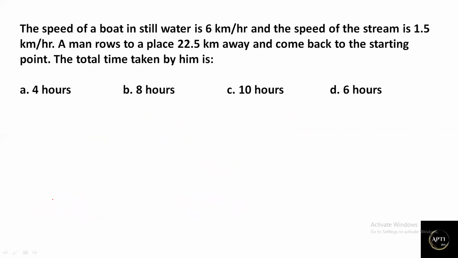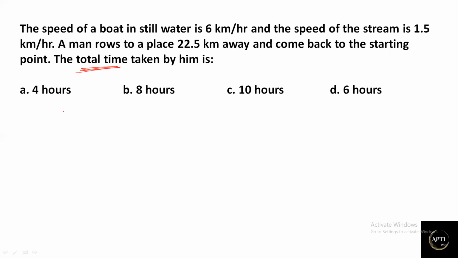The speed of boat in still water is 6 kilometers per hour and the speed of stream is 1.5 kilometers per hour. A man rows to a place 22.5 kilometers away and comes back to the starting point. What will be the total time taken? We need to find the total time.